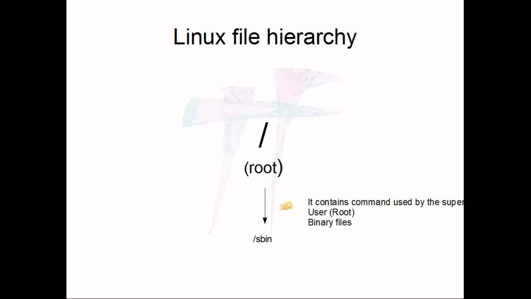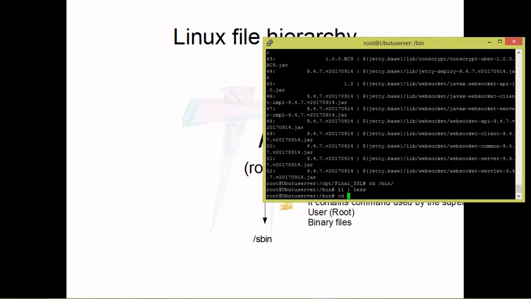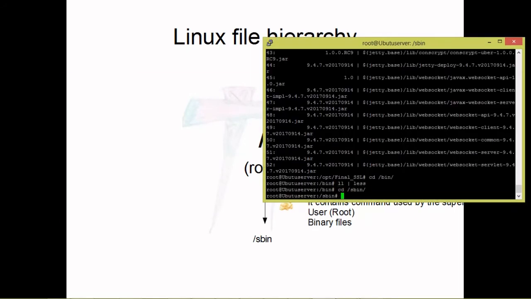This is the sbin directory. It contains commands used by the super user, root, binary files. That folder also contains commands which are used by the root user. All those commands will be stored in the sbin directory. So we can go there also. cd /sbin. Let's start.